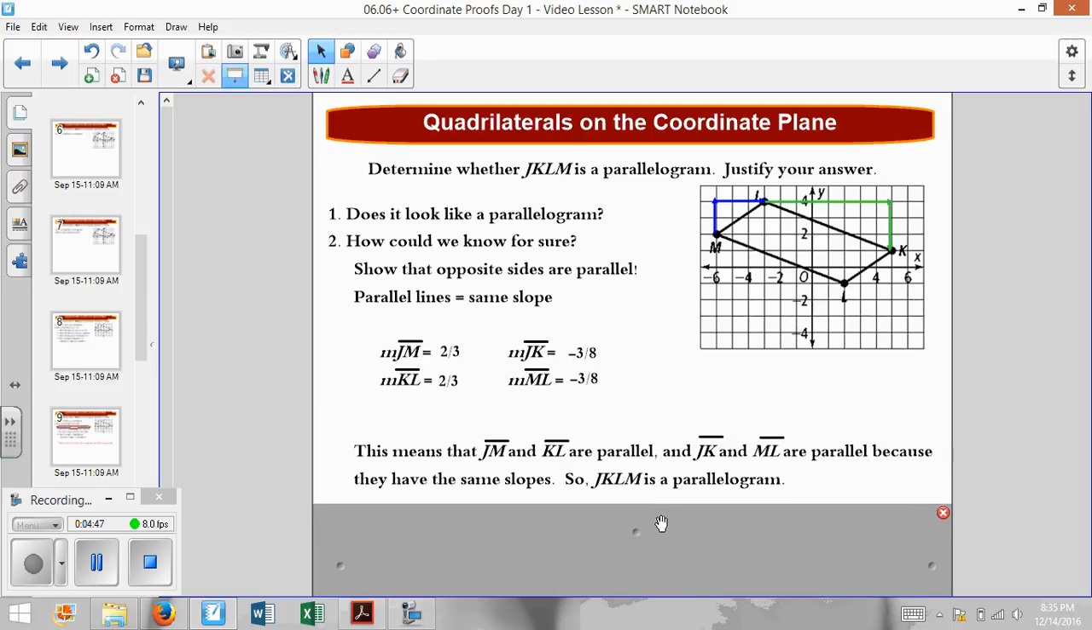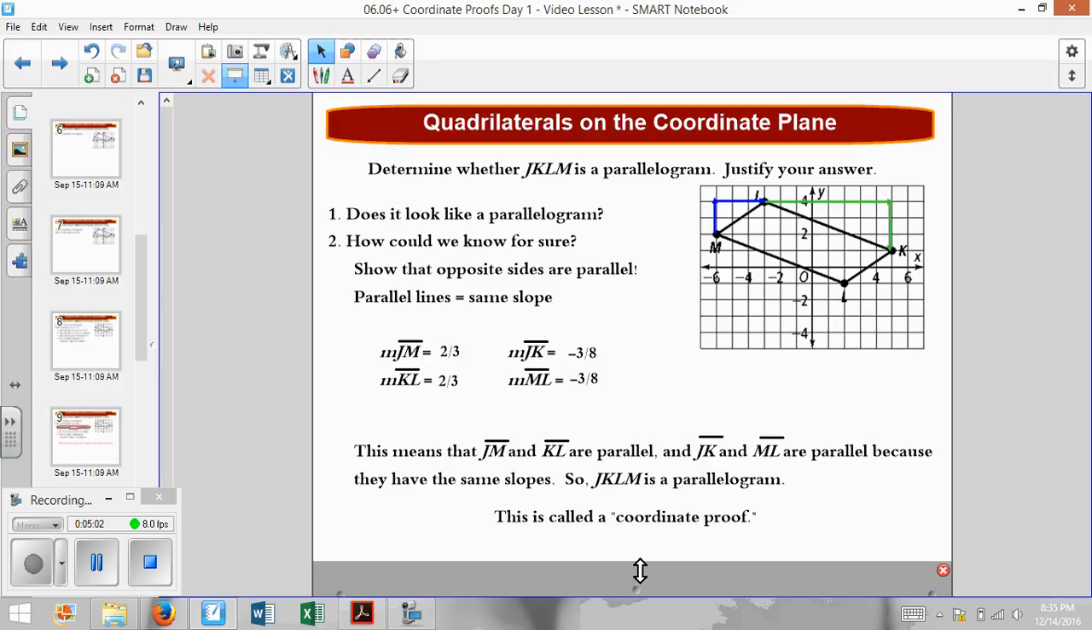Yes. It means JM and KL are parallel, since they have the same slope, and JK and ML are parallel, because they have the same slope. Therefore, JKLM is a parallelogram. What you just did is called a coordinate proof. So now we're just going to practice it a bunch more.